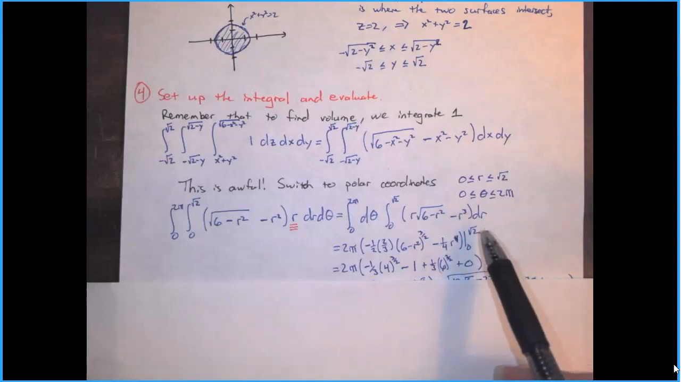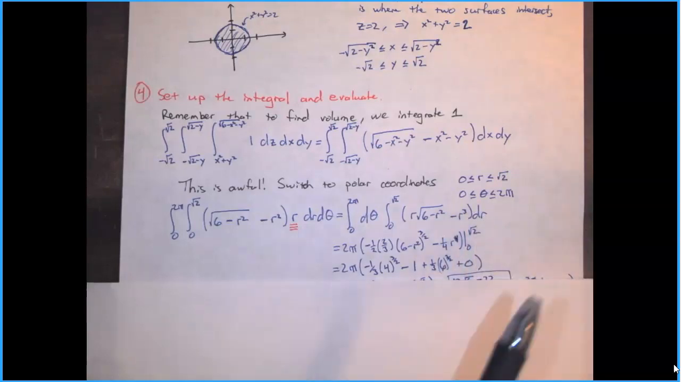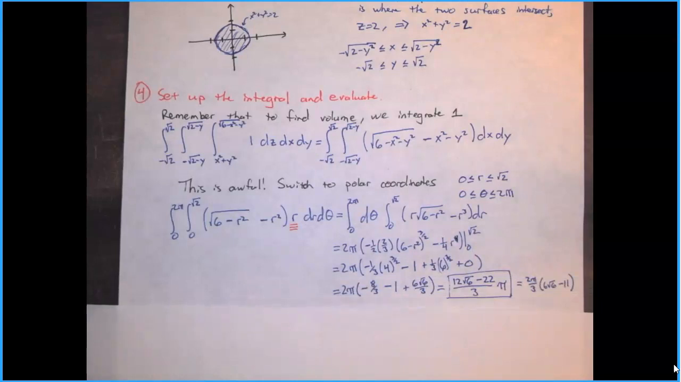Now I'm evaluating from 0 to the square root of 2. I plug my bounds in. This is what I get. And then you just have to simplify things. And I've actually written it 2 different ways. This is how I tend to simplify things, but I think the book tends to simplify things like this. It's exactly the same thing. It doesn't matter how you write it. The answer is exactly the same. So whatever feels best to you, that's fine. And that's the end of this example.